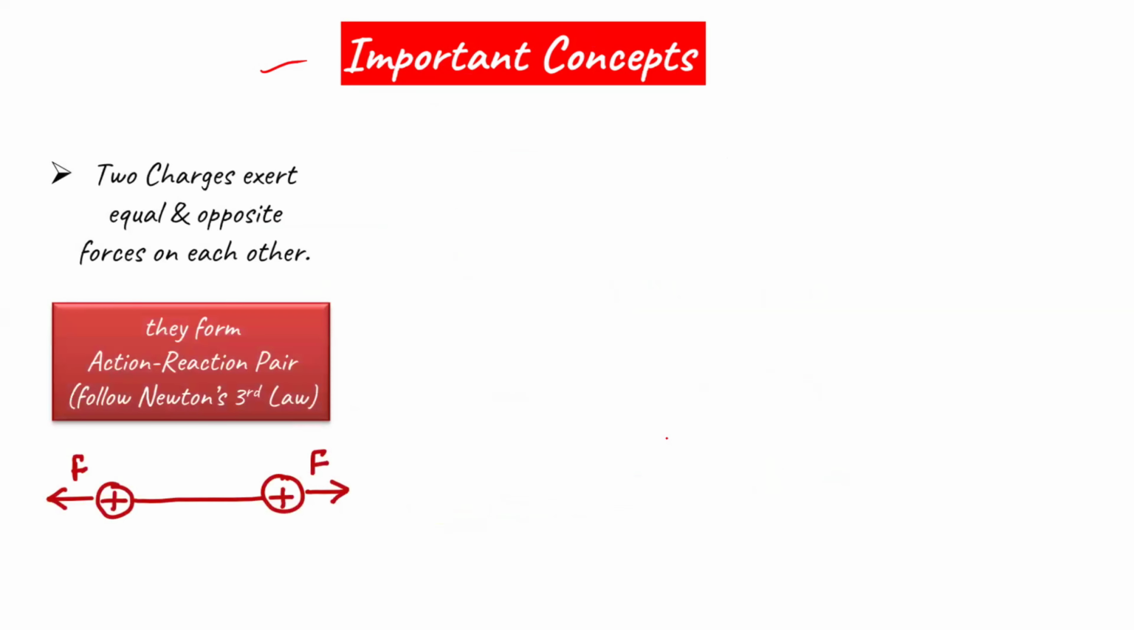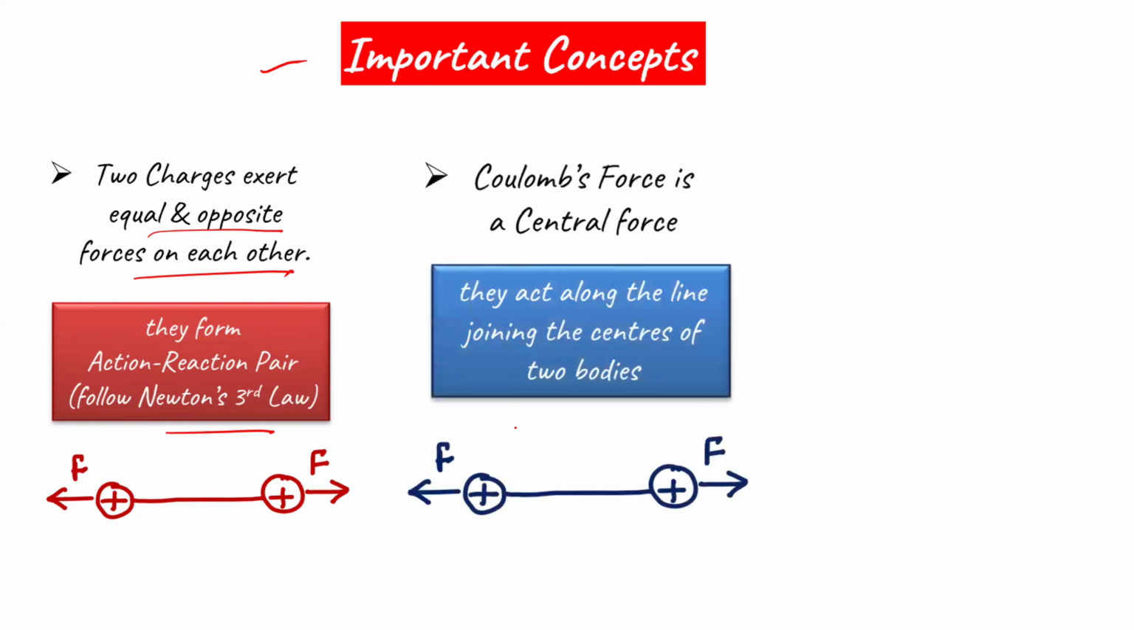So, an important concept, let us understand. First of all, there are different properties of charge. For example, two charges exert equal and opposite forces on each other. For example, there are two charges shown here which exert two forces. So they form an action-reaction pair and follow Newton's third law. Next, Coulomb's force is a central force, meaning it acts along the line joining the centers of two bodies.